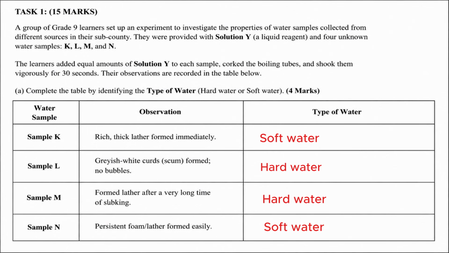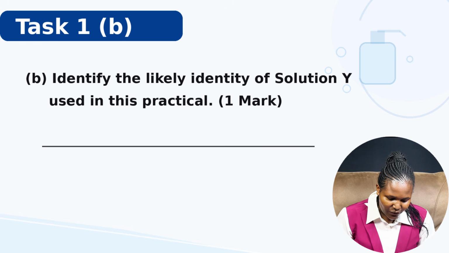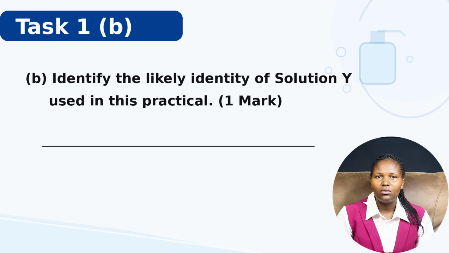And there, when there is soon lathering, that is soft water, but when it is so hard to lather, that is hard water. Then B says, identify the likely solution Y used in this practical. This is mostly a soap solution. Why? Because soap produces lather in soft water but forms scum with hard water, and these are the elements that we are seeing in our water. So that was a soap solution.